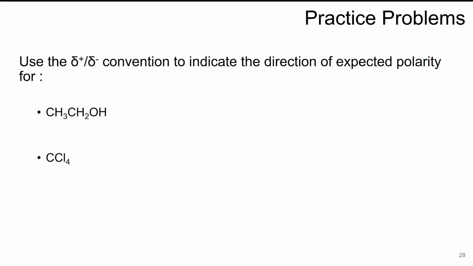All right, so for our practice problem, use the partial positive, partial negative to indicate the direction of expected polarity for each of these. So we have CH3CH2OH. If you were to draw those out, I have CH3, CH2, and then OH. Oxygen has two lone pairs. Each carbon has 4 bonds. Oxygen has 2 like it should.